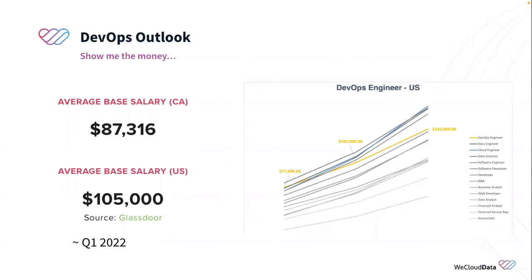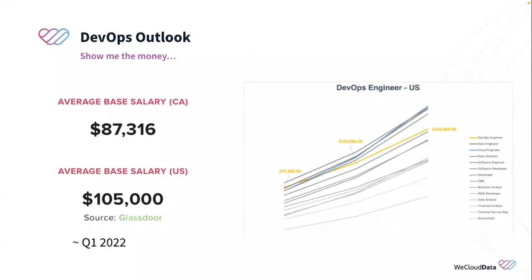The average base salary in Canada is around 87 grand. Base salary in the US is 105 grand. This is actually pretty accurate based on numbers from the folks I was mentoring who got job offers. The numbers are roughly hovering around this, more or less.